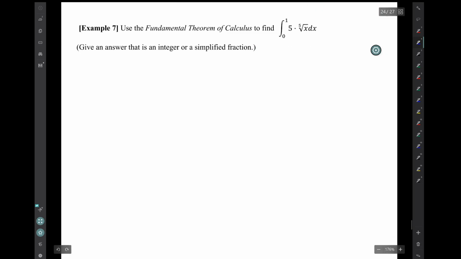Example 7. Use the fundamental theorem of calculus to find this definite integral. Well, we'll use the exact same form. We write down the definite integral that we want to do, and then we use the fundamental theorem of calculus to show that we can find that definite integral by doing a computation involving the indefinite integral.